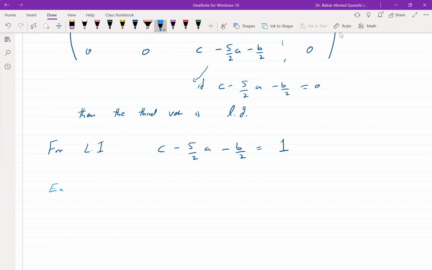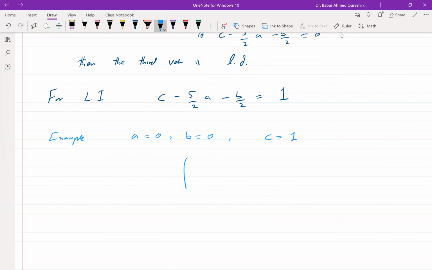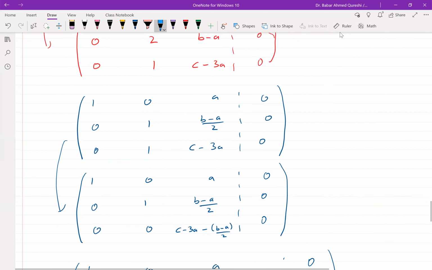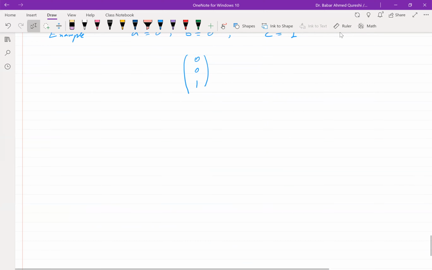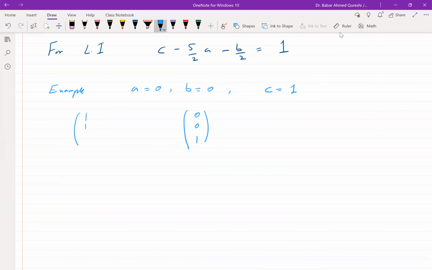So an example vector would be, say I choose A equal to 0, B equal to 0, then C would be 1. So in other words, this vector is linearly independent with the other two: 1, 1, 3, 0, 2, 1. These three are linearly independent.